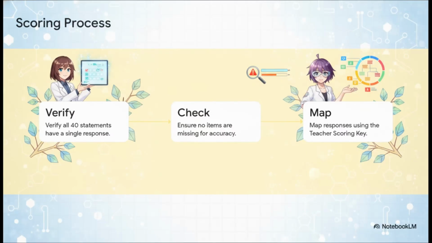Now for you as the guide, the scoring system is literally as straightforward as it gets. First, you just verify that all 40 statements actually have a single response from 0 to 3. It's really crucial to ensure no items are missing so the branches stay accurate. Remember, a missed question isn't a 0, it just means the data is incomplete. Then, you simply map those responses over to the specific branches using the provided teacher scoring key.